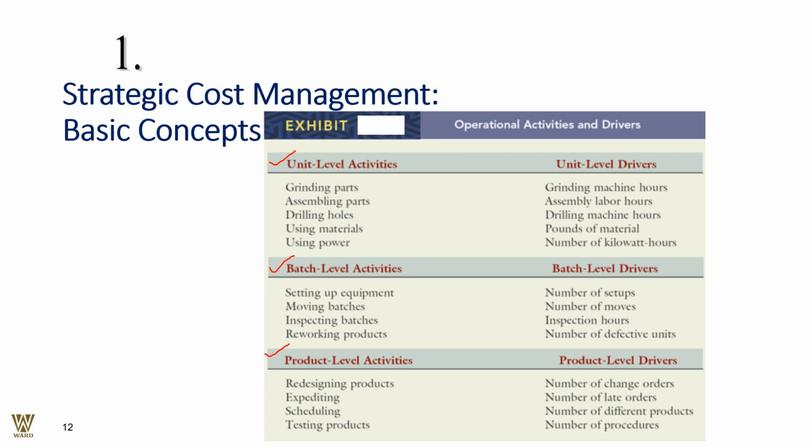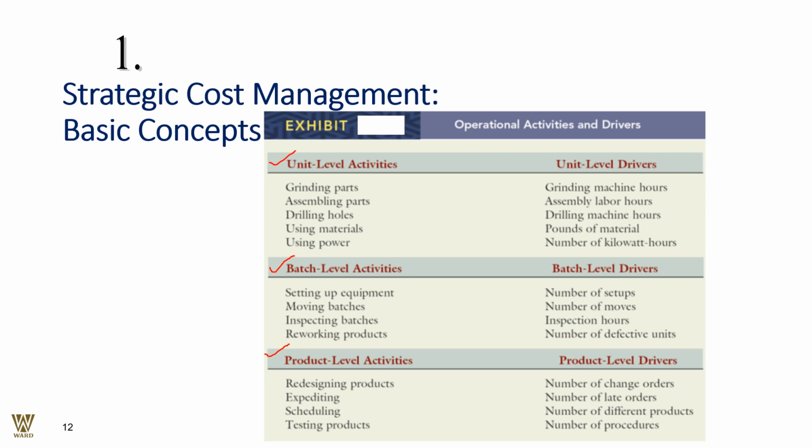So expediting, scheduling, testing the product, these are unit level, basic level or batch level, and the product level activities are all about it, which has transparent drivers as to what are the number of machine hours, labor hours, machine. We need to talk about everything as far as the unit level drivers are concerned.